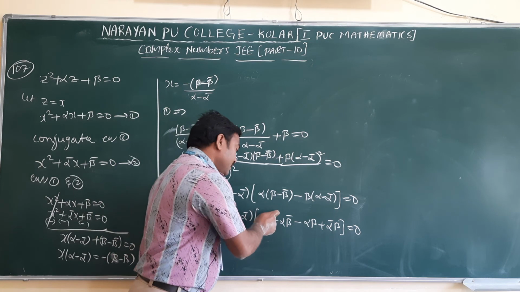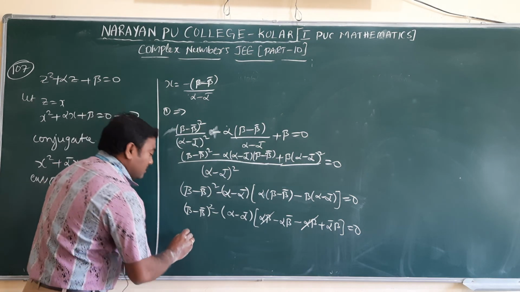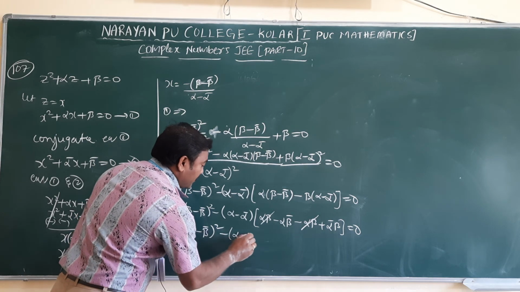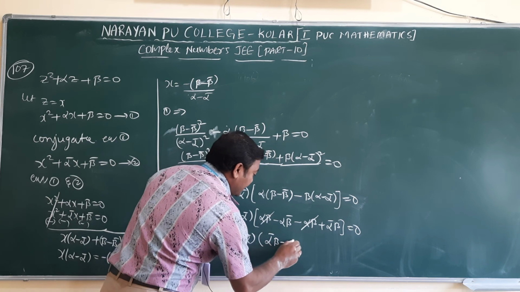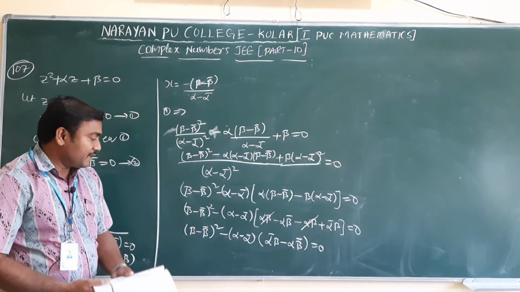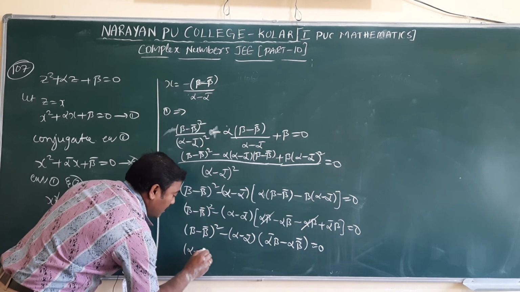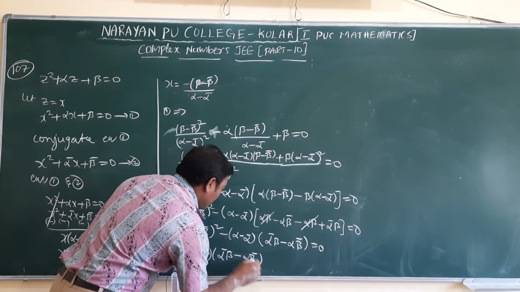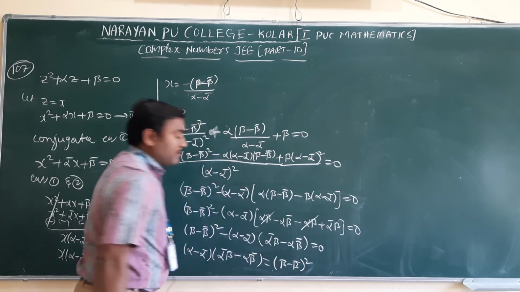Now alpha beta minus alpha beta gets cancelled, remaining beta minus beta bar whole square minus alpha minus alpha bar into alpha bar beta minus alpha into beta bar is equal to 0. Taking this to the other side, we write clearly alpha minus alpha bar into alpha bar beta minus alpha into beta bar is equal to beta minus beta bar whole square.